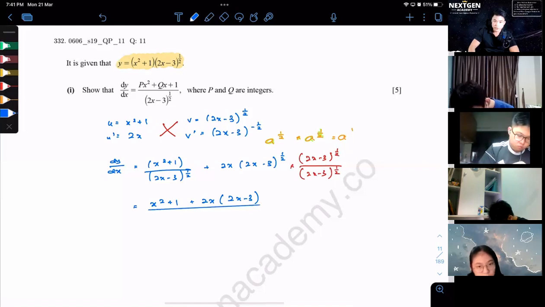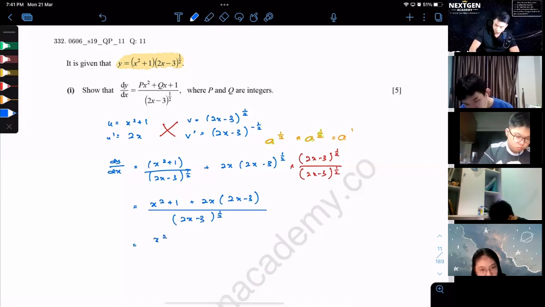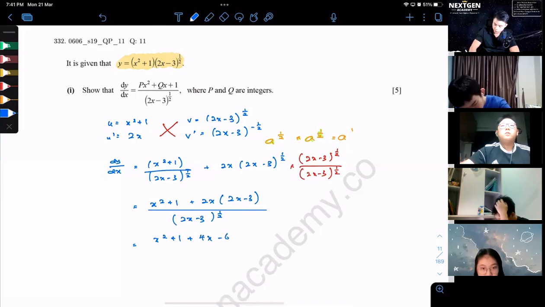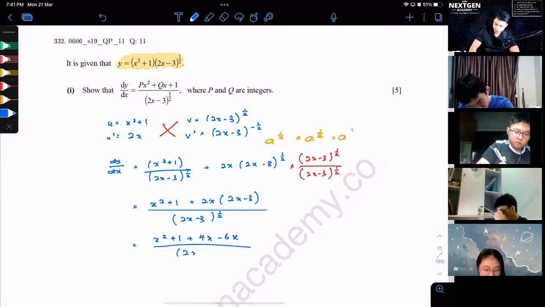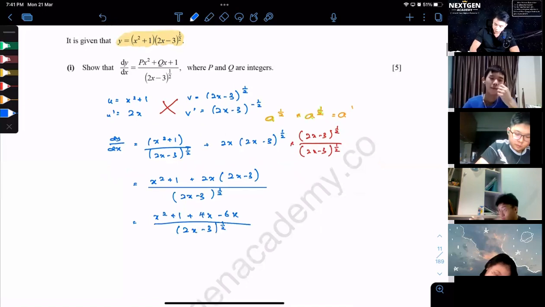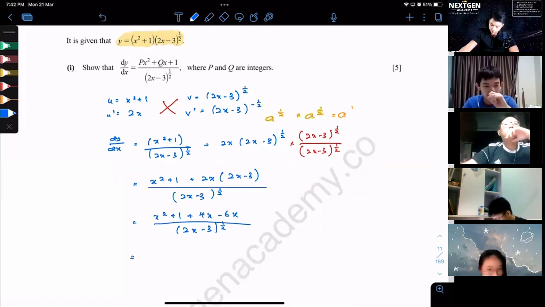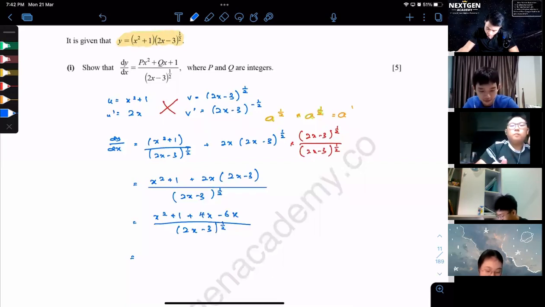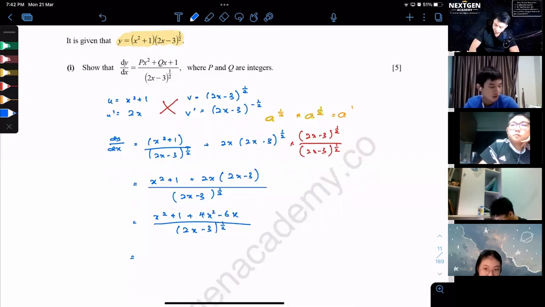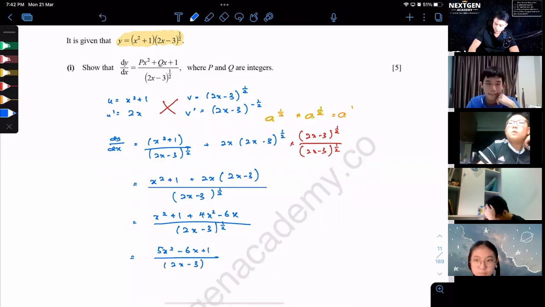Then the denominator, because I wanted to change it to 2x minus 3 to the power of half, let's open up the bracket. So we will get x squared plus 1 plus 4x, this will be minus 6x over 2x minus 3 to the power of half. And I want it in their order, so it will be... Hey, did I write something wrong? Hold on. 4x squared. Okay, 4x squared. So it will be 5x squared minus 6x plus 1 over 2x minus 3 to the power of half.